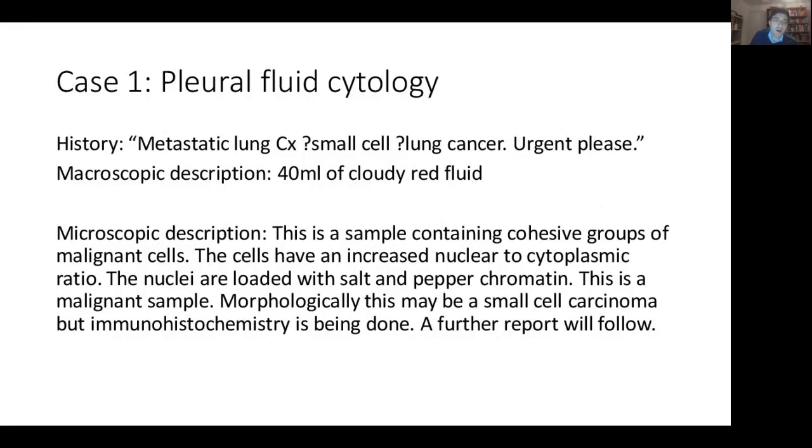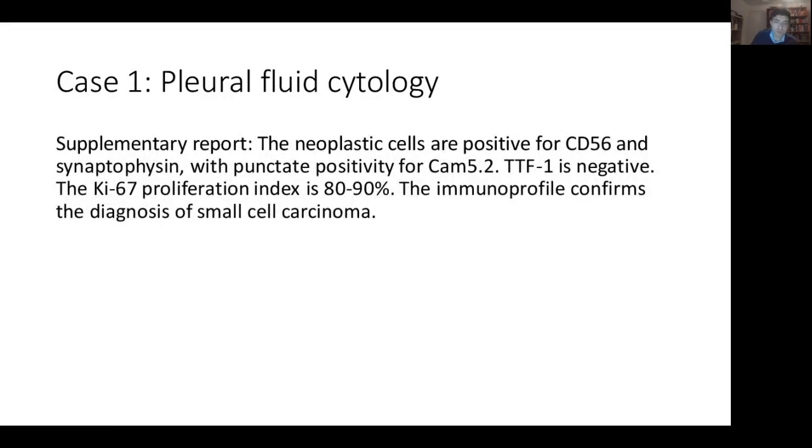Morphologically, meaning purely on basic H&E stains, it looks like it may be a small cell carcinoma, but immunohistochemistry will be done and a further report will follow. So that kind of cytology or histology report you'll see very commonly, and we'll talk through what that all means shortly. Shortly afterwards, a supplementary report comes back with the results of the immunohistochemistry.